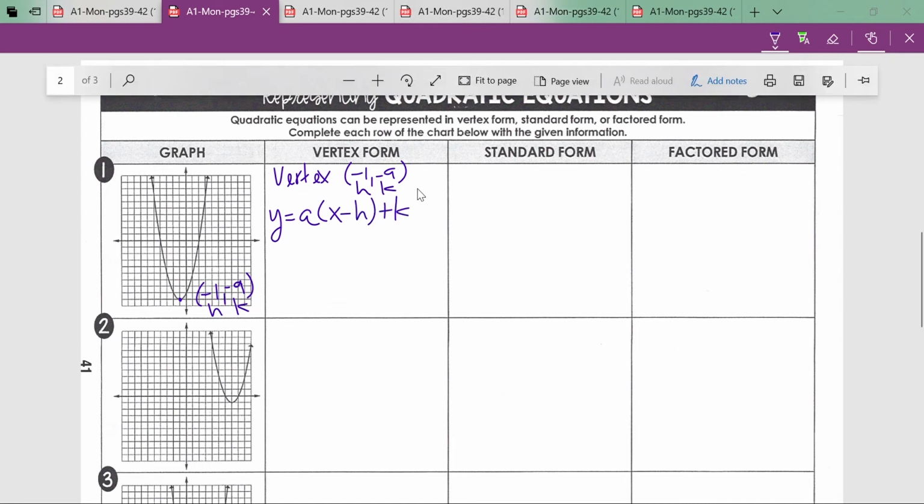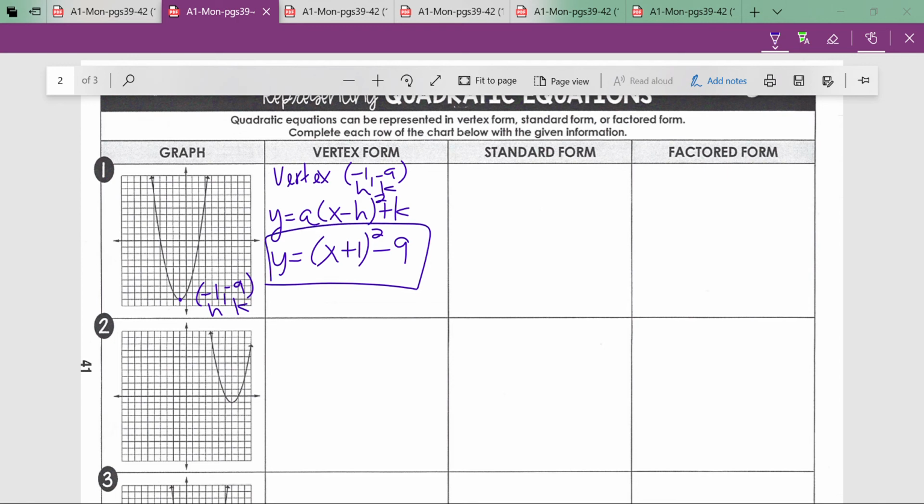For these graphs, the first 3 graphs, don't worry about a. Our a is 1, and we'll get into that a little bit more when we do transformations. So a is 1, so you can put a 1, or just leave it as nothing. So just y equals x, and then our h is a negative 1. Well, we have minus a negative 1, sorry, I forgot a square. Minus a negative will change to a plus 1, right? And then plus k, and k is a negative 9, so plus a negative 9 is just minus 9. So this is our equation for the first one.